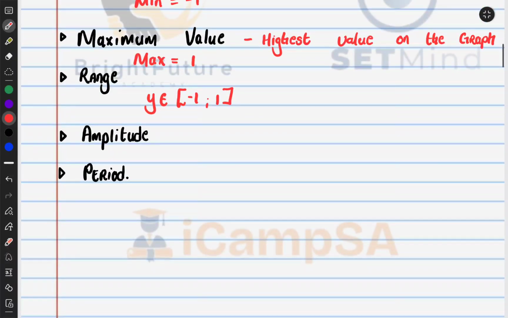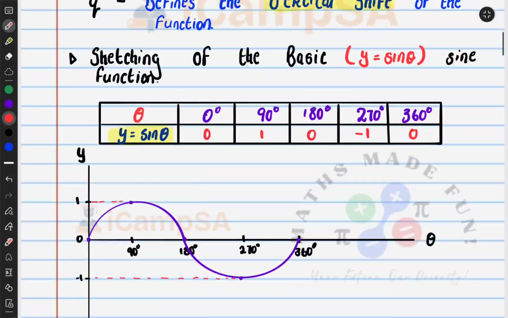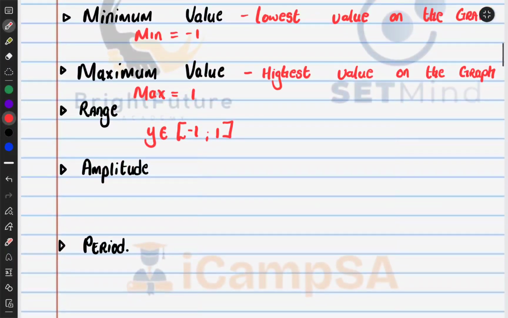Okay, and then next we have an amplitude. The amplitude, I said, is how far the function is actually stretched from the baseline. And then we have a formula that we actually use to determine the amplitude, even though we can actually read it from the equation. You will see, since it's given by a, but it's always going to be positive.